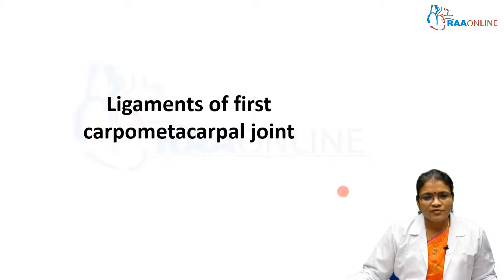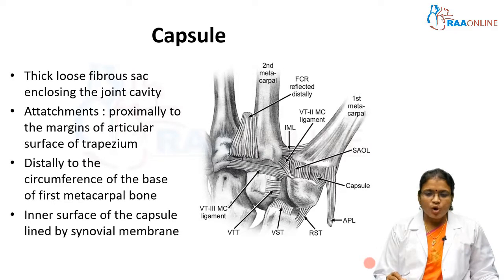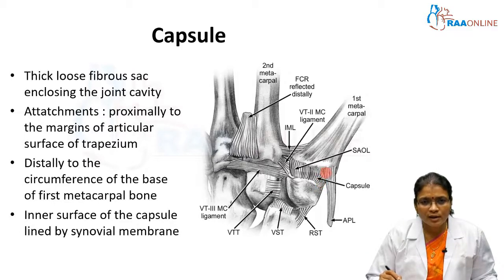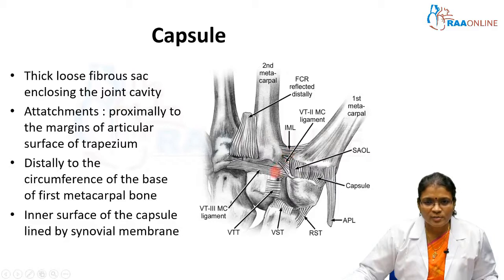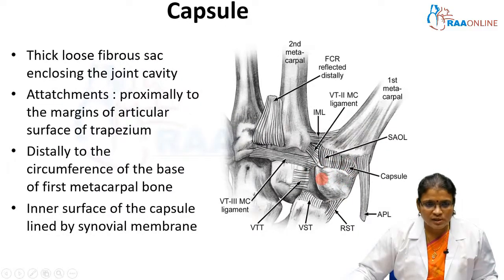Coming to the ligaments of first carpo-metacarpal joint. Whenever we study a joint, we have to study the ligaments. These ligaments maintain the stability of the joint. The capsule of the first carpo-metacarpal joint is very thick and it is a loose fibrous sac and encloses the joint cavity. We have to know its attachments. Proximally it is attached to the margins of articular surface of trapezium and distally it is attached to the circumference of the base of first metacarpal bone.